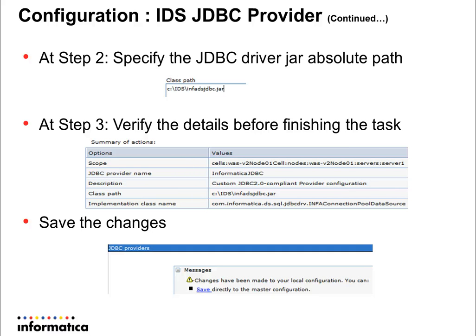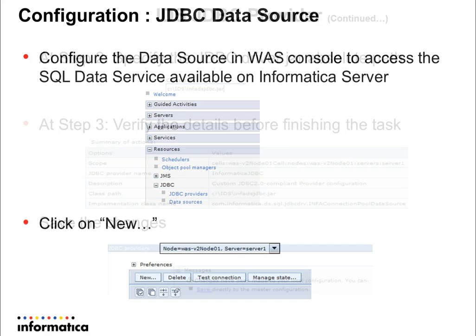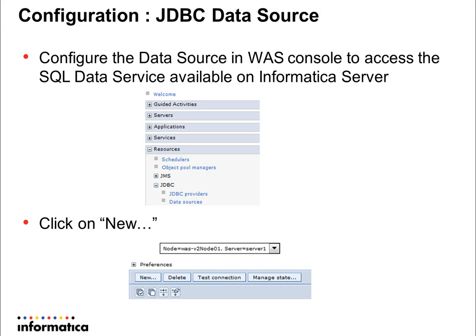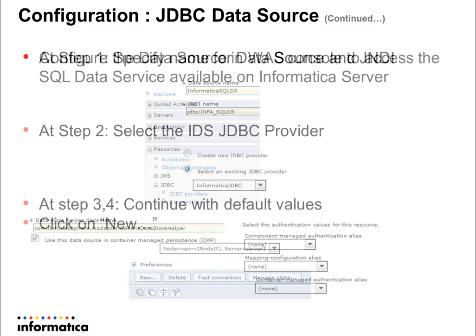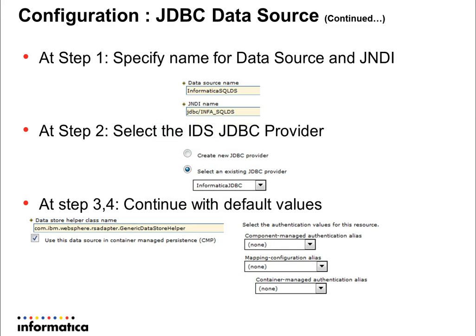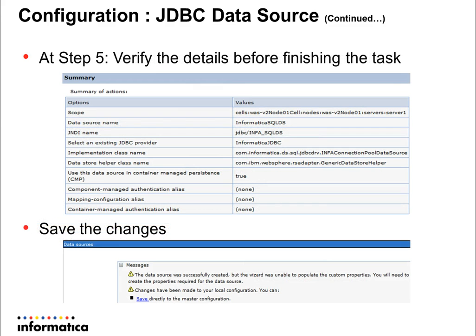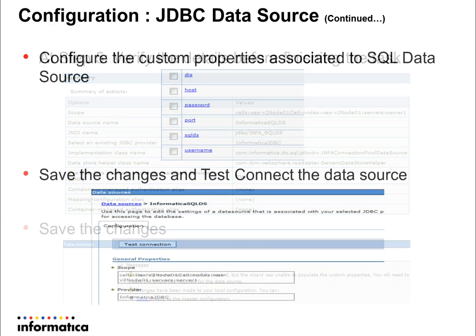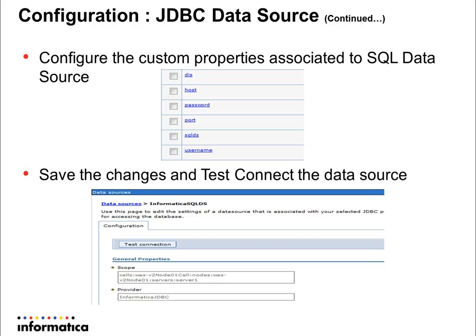Once the provider is created, data source can be created as shown in the next 3 slides. Briefly, specifying the source name, JNDI name, JDBC provider, helper class. Once the data source is created, SQL data service details are to be updated in the data source properties before testing the connection.